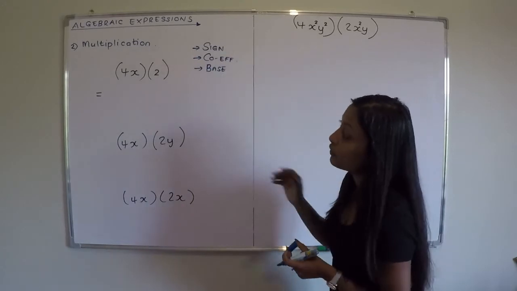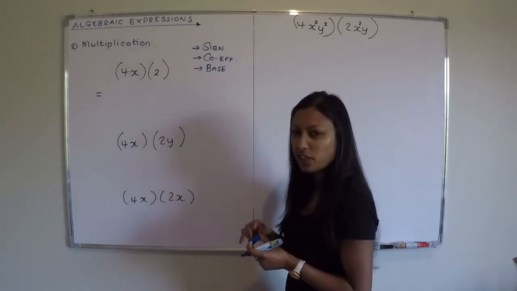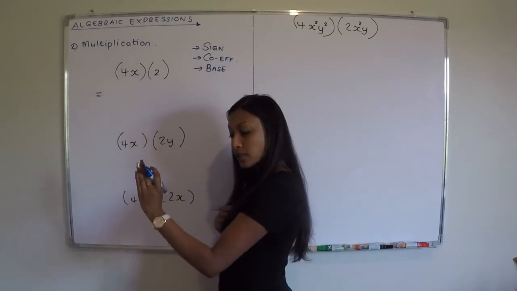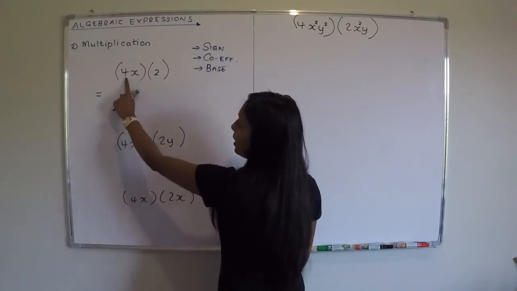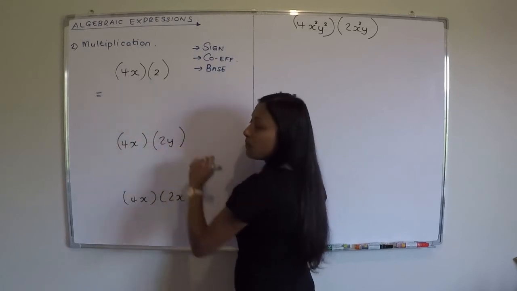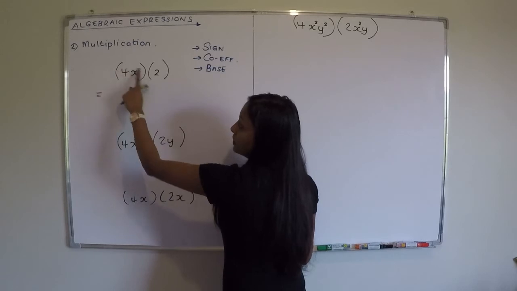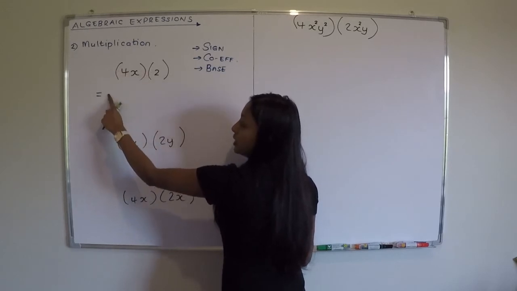So let's look at the first example, a very, very easy example. We're going to multiply the sign, coefficients, and the base. So here you have 4x times minus 2. Let me look at the signs. Positive times a positive is going to give me a positive.